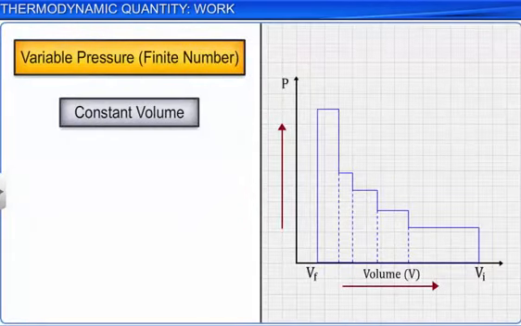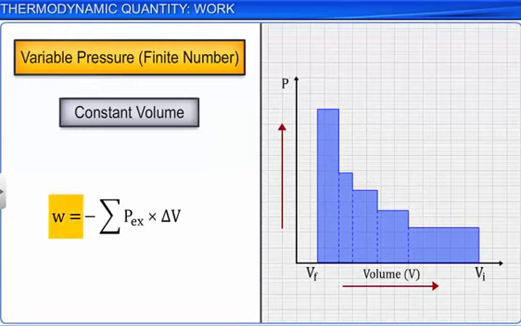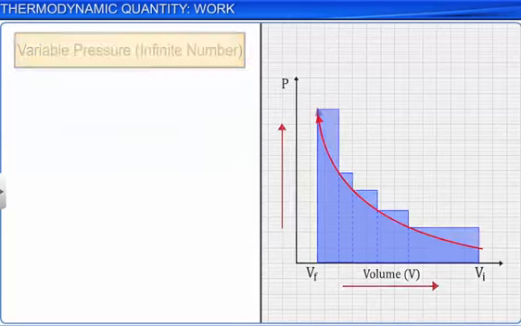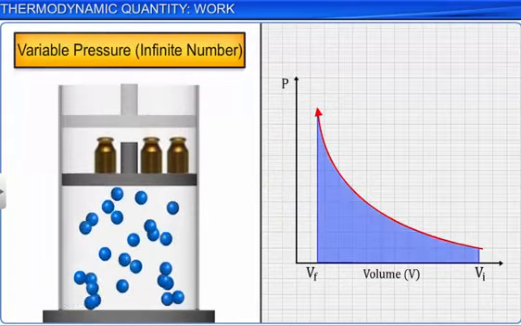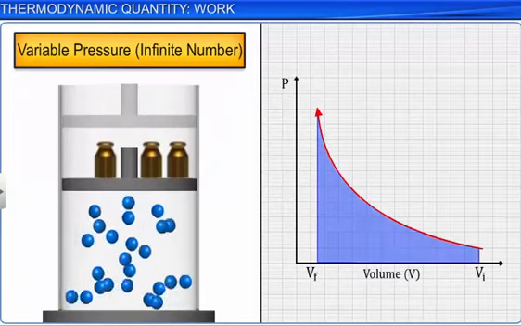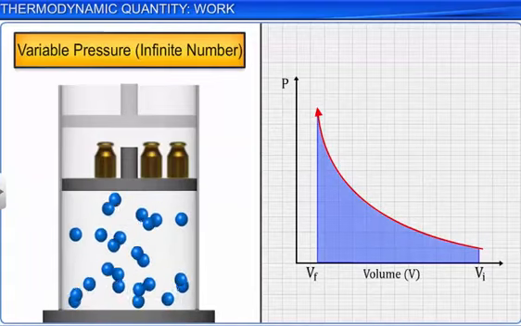If the pressure is not constant and changes in finite numbers of steps for every stage of compression, then the work done is calculated as W equals minus the summation of pressure multiplied by change in volume. When these values are plotted on a graph, the work done on the gas is visible in the shaded area. However, if the pressure is not constant and varies such that it is always infinitesimally greater than the pressure of the gas at each stage of compression, the volume decreases by an infinitesimal amount dV.